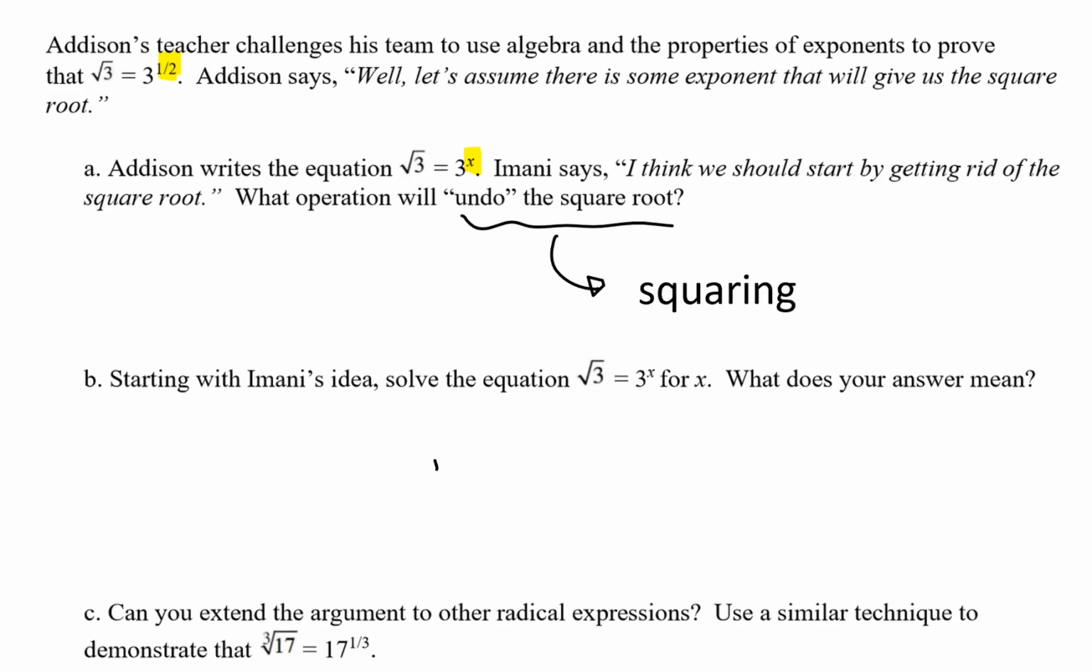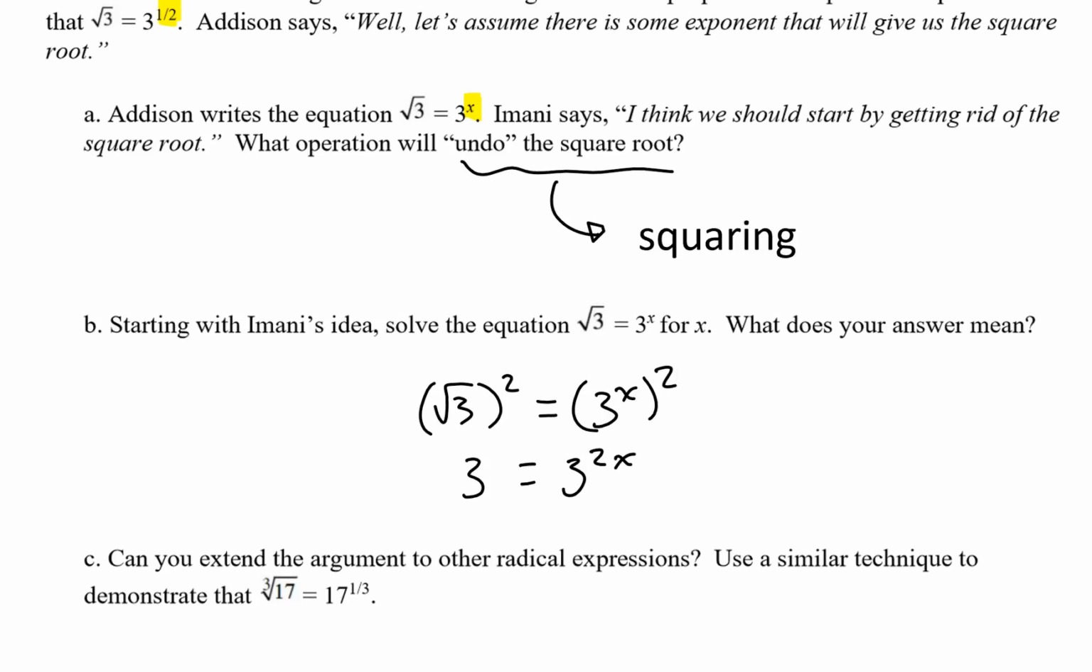So if I have the square root of 3 and I square that, that's going to equal 3 to the x, and then that gets squared. On the left-hand side, this should just be the number 3, right? When I square the square root of 3, I get 3. And on the right-hand side, using the power rule of exponents, 3 to the x raised to the second is going to be 3 to the 2x power. What does your answer mean? I don't know what that means.